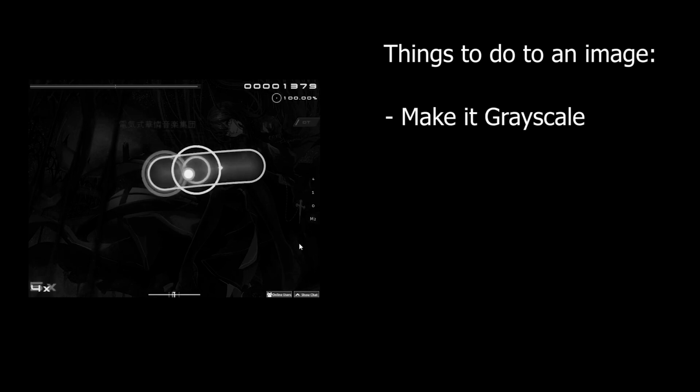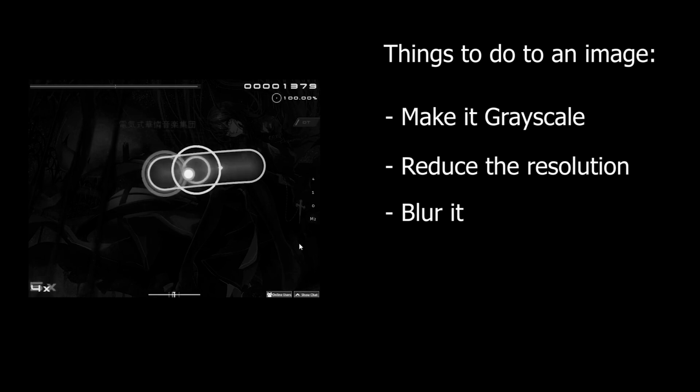However, this image, it's too good. It's too complicated, there's too much detail, and although it's already grayscale, originally it would have been color. So all these things are bad, so what we're going to do is make images grayscale, make them lower resolution, and then blur them. And all of these just act to make that image more simple and more amenable to AI training.